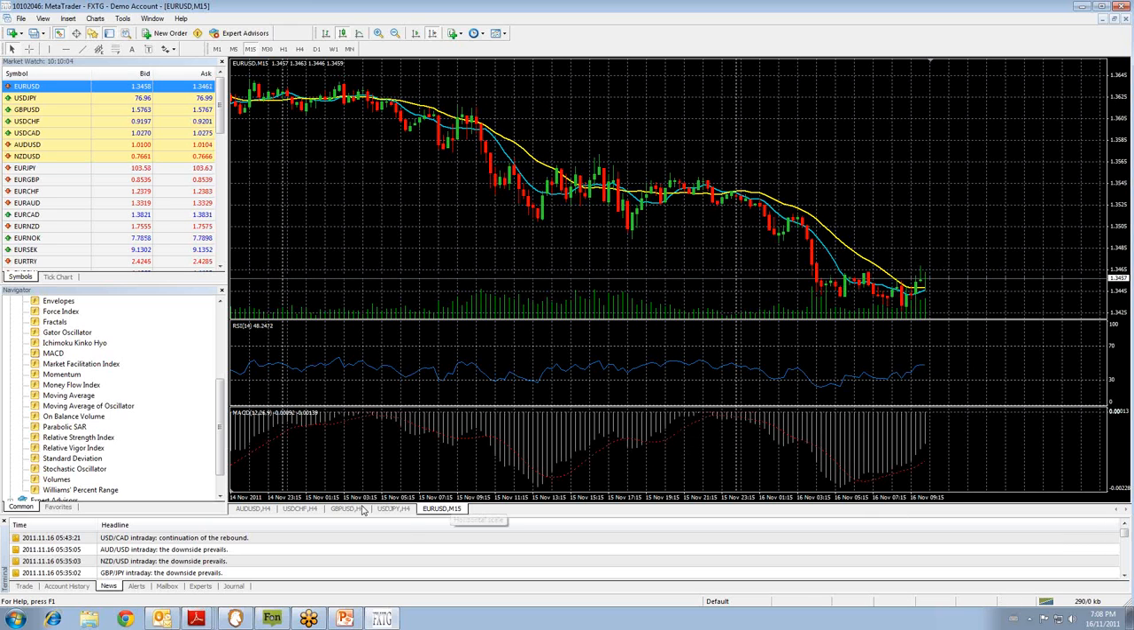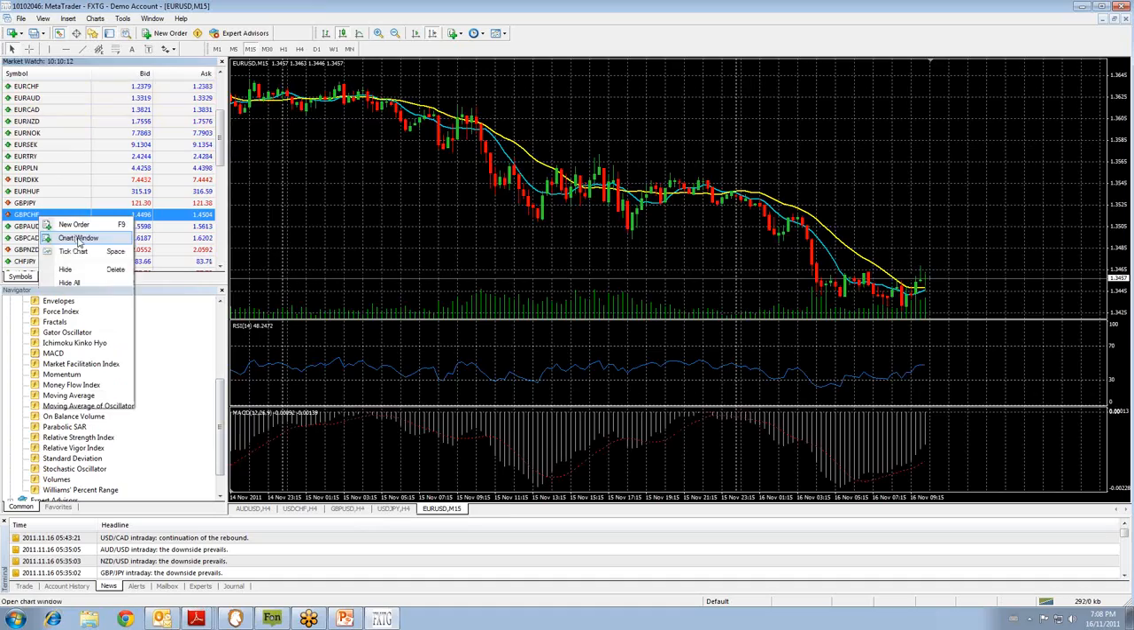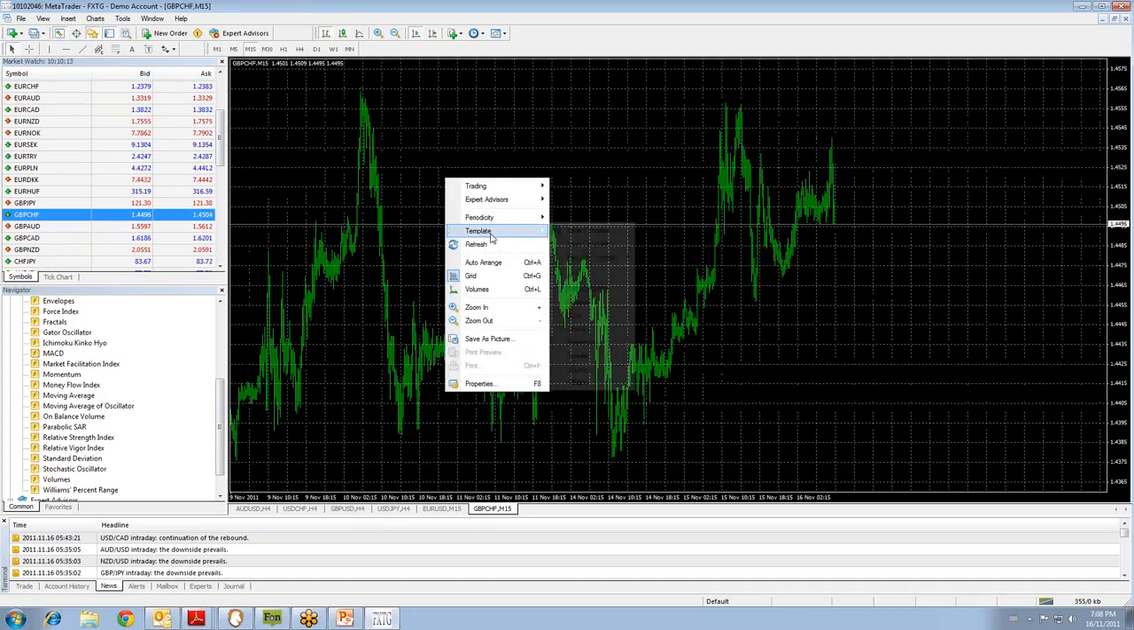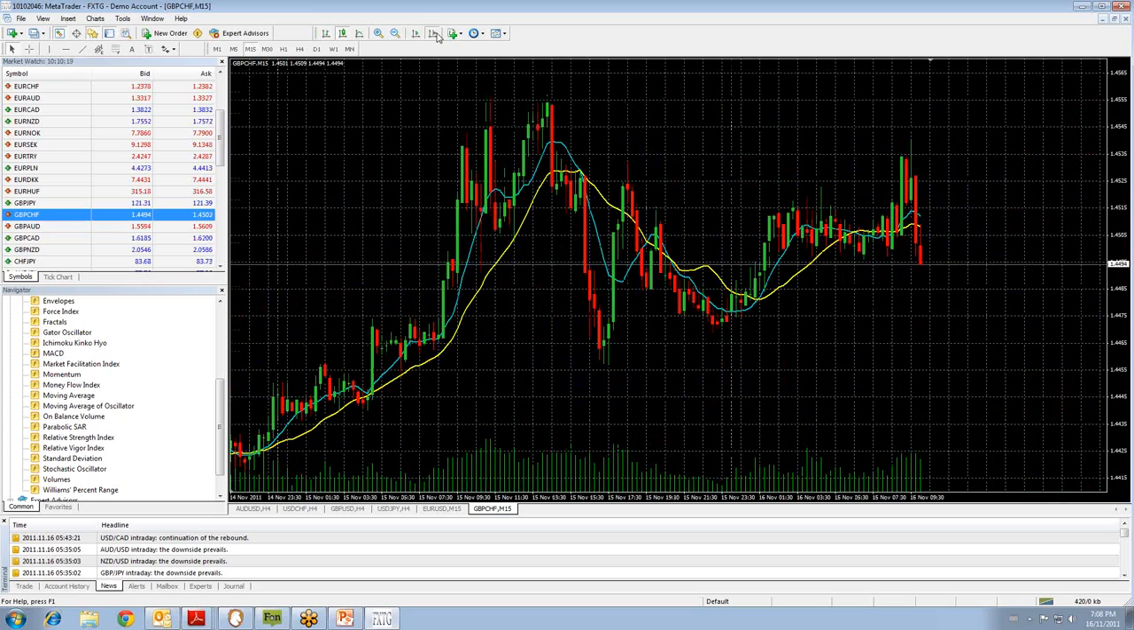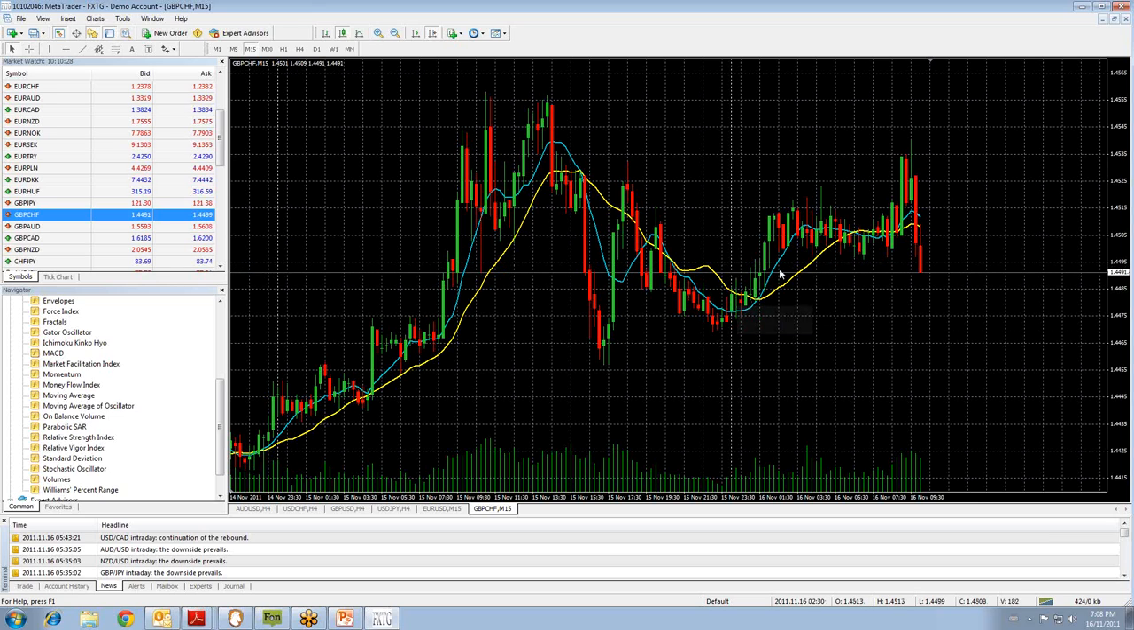Pound Swiss franc, sure. On a 15-minute chart, pound Swiss franc. Let's go to my template. There we go. So that's pound Swiss franc, and we can see nice movement here. And we can see a bit of a sell-off occurring in the pound Swiss franc.